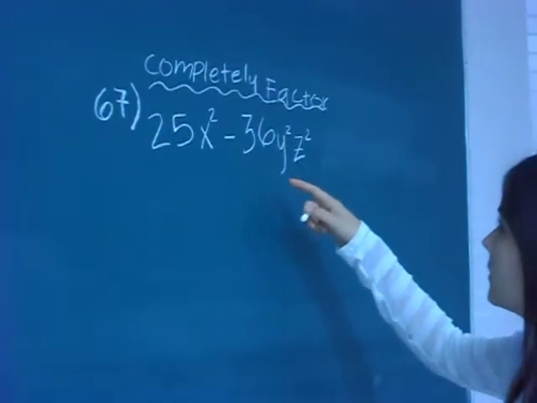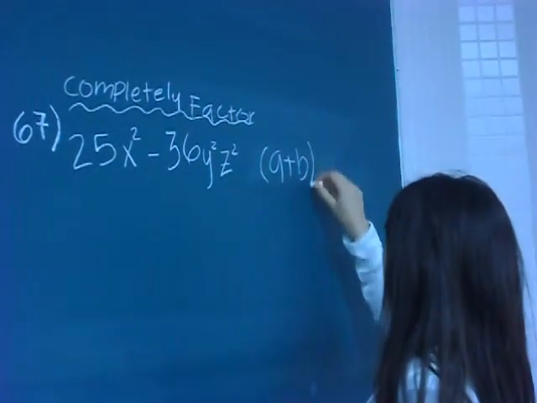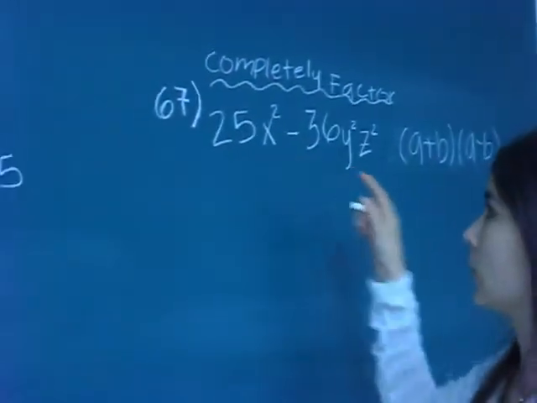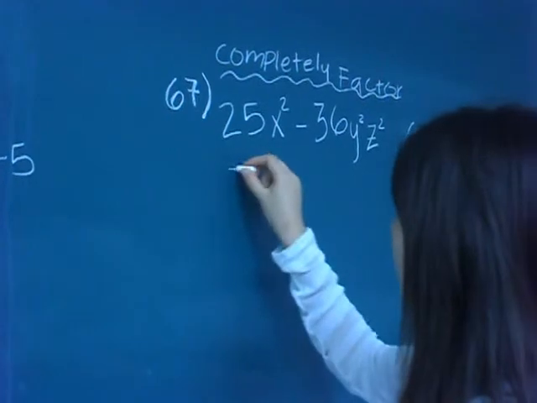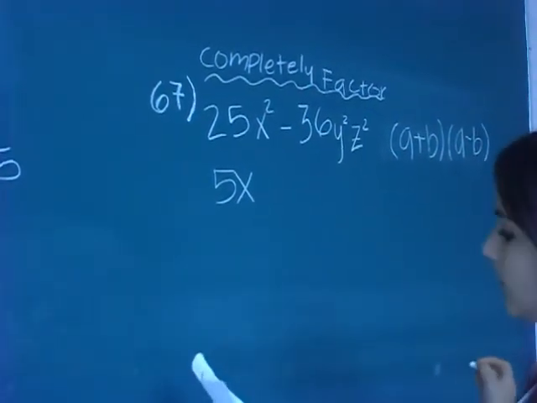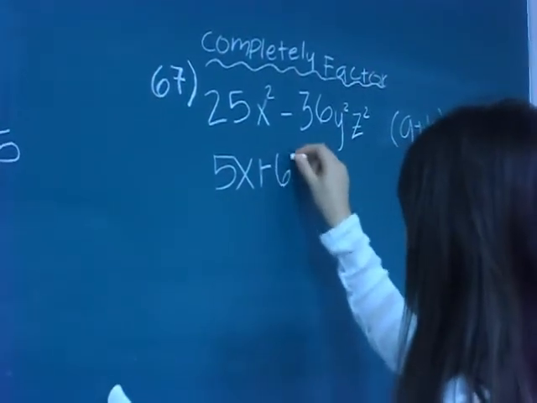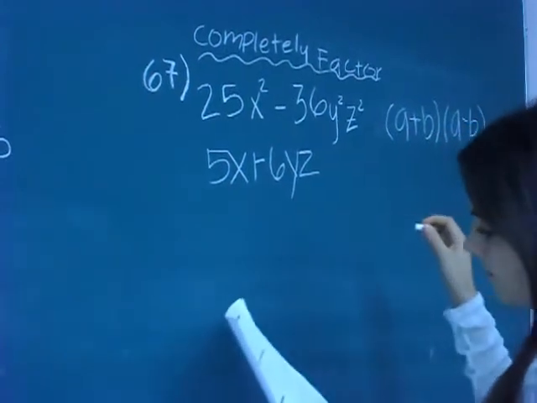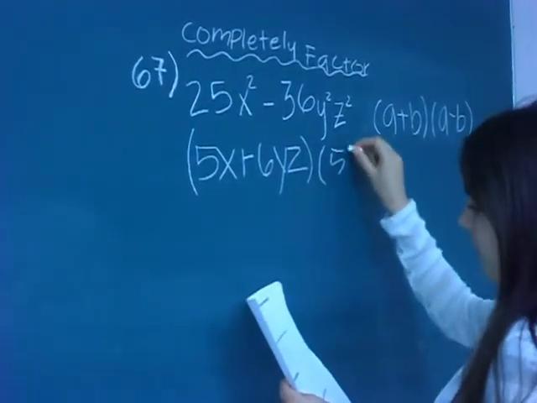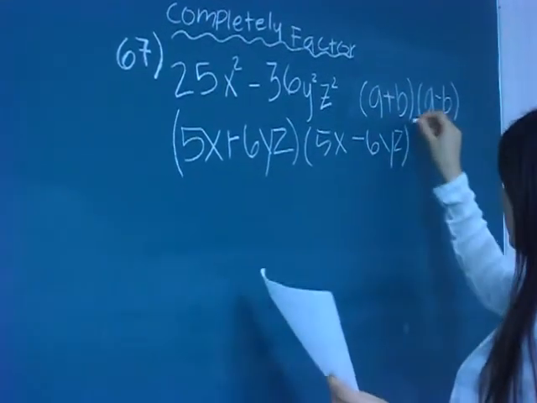To factorize these difference of squares, you need to use this formula: a plus b and a minus b. The factorization of 25x squared is 5x, and of 36y squared and c squared is 6yc. So it is 5x plus 6yc and 5x minus 6yc, and this is your answer.